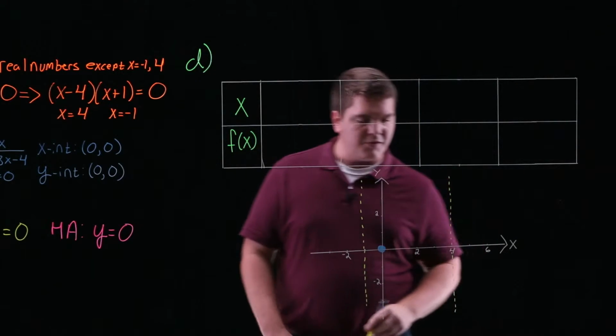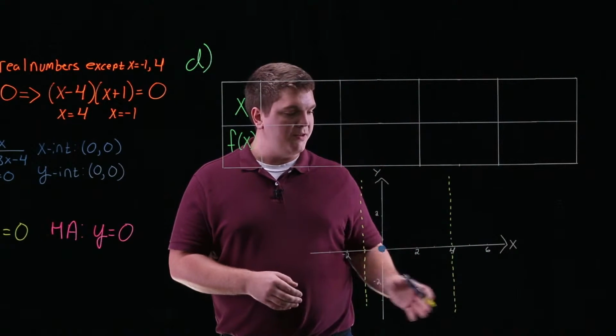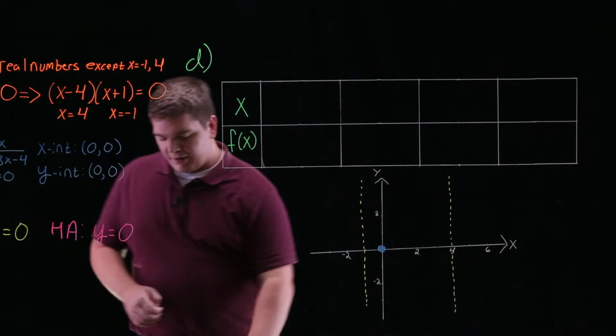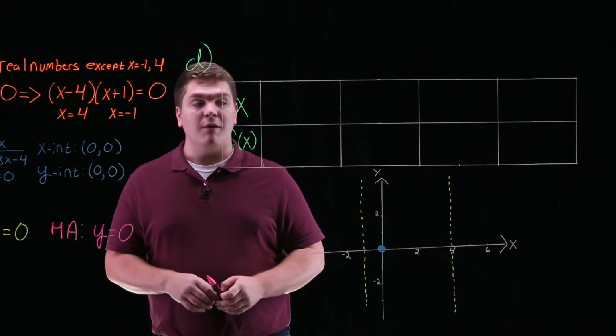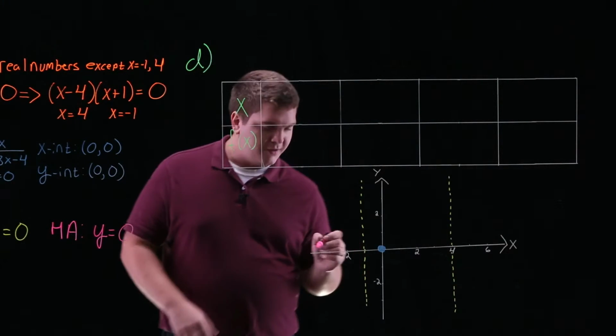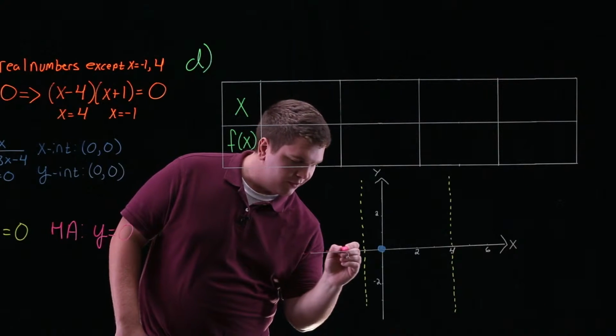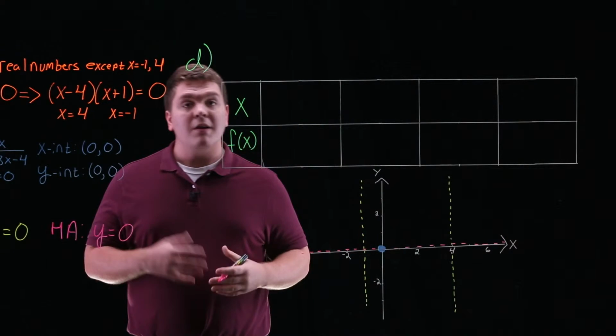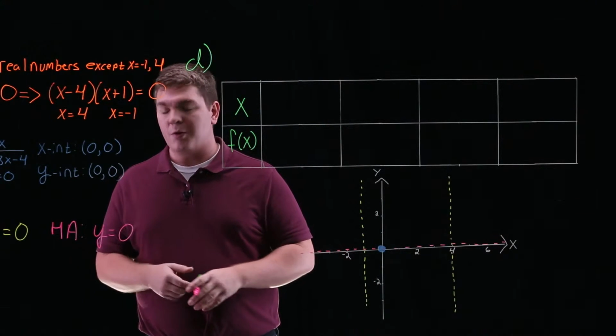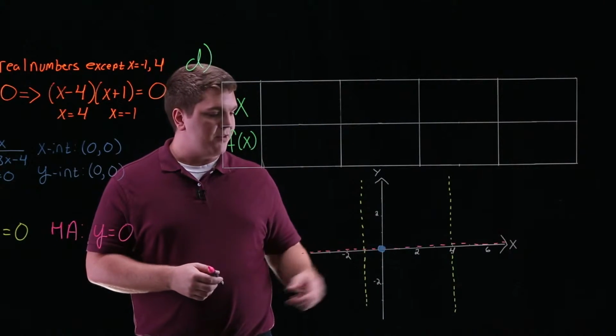So what we know is that our function is never going to pass through these two dashed lines. And finally, we know that we have a horizontal asymptote at y equals 0. So let's go ahead and draw that through here also. Now, something important to notice about this horizontal asymptote is that our function can pass through this line.